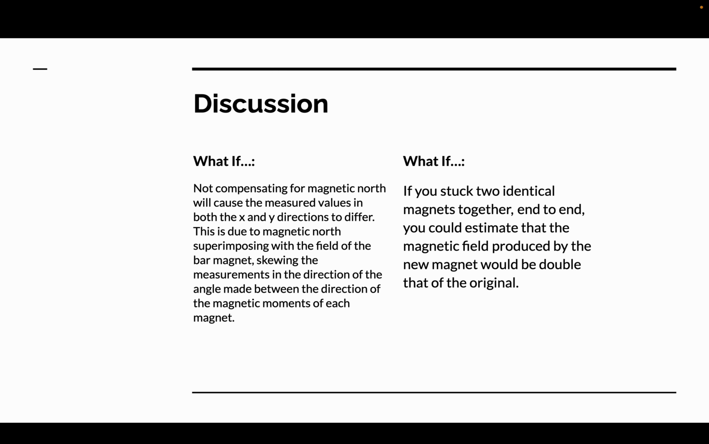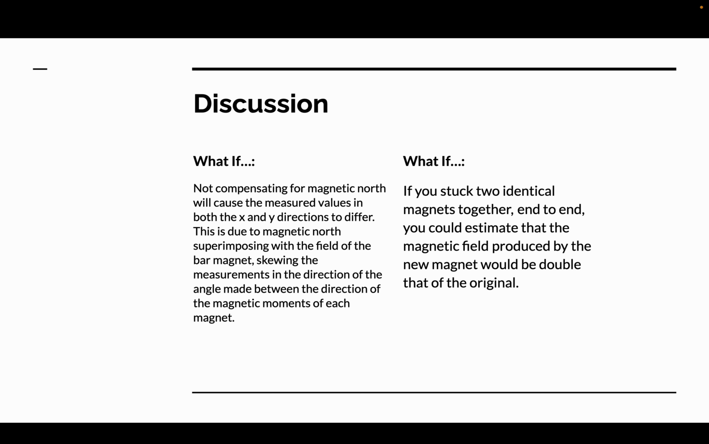So, discussion. What if we didn't compensate for magnetic north? Well, if we didn't compensate for magnetic north, the measured values in both the x and y directions would differ because Earth's magnetic north would superimpose with the field of the bar magnet, which would then skew the measurements in the direction of the angle made between the magnetic moments of each magnet.